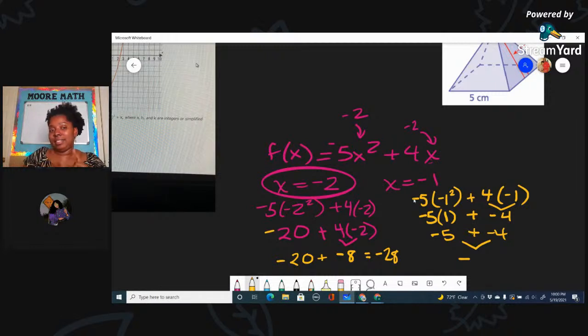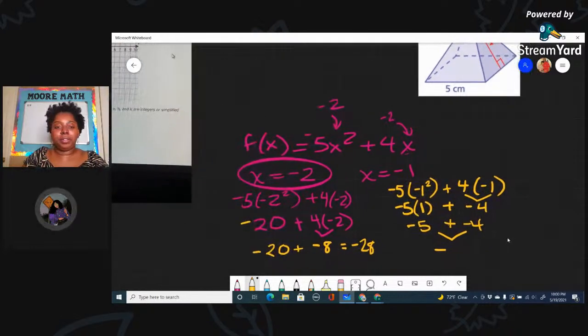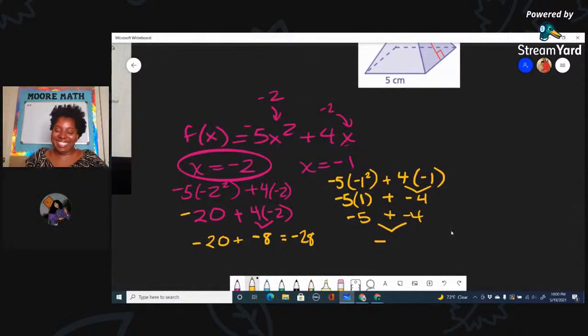Almost. 5 plus 4 is 9. There you go. So f of b is 9. f of a is negative 28.